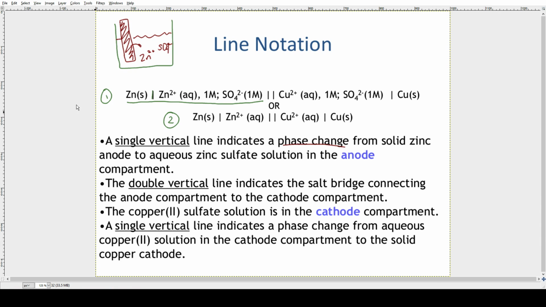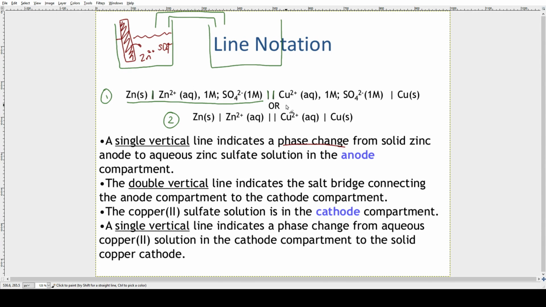The double vertical line represents the salt bridge. They're saying this is where the salt bridge happens. So I could draw a salt bridge like this that connects my two different compartments or buckets, beakers, whatever. So here's my next one.